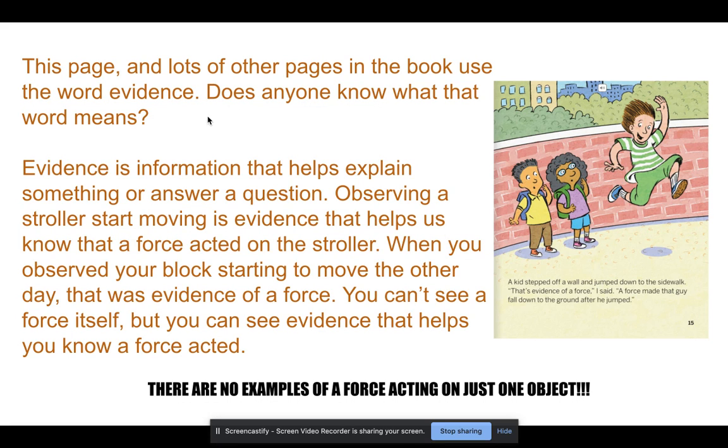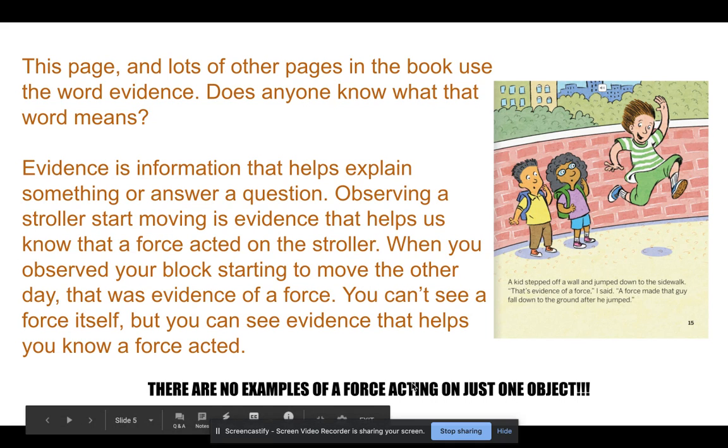Does anyone know what that word means? Evidence is information that helps explain something or answer a question. Observing a stroller starting to move is evidence that helps us know that a force acted on the stroller. When you observed your block starting to move, or my block and then your other object, they moved the other day, that was evidence of a force.